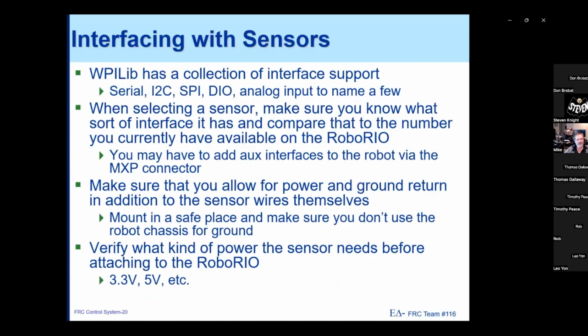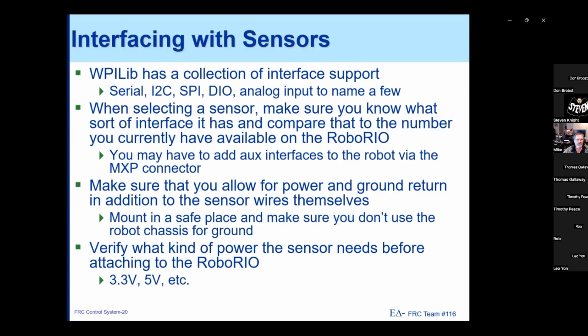So we've talked about a number of sensors up to this point. How do we interface these sensors into the RoboRio? The WPI lib has got a collection of interface support libraries, and we can talk to individual sensors via serial port, the inter-IC communications bus, that's called I2C, the serial peripheral interface bus, or digital IOs or analog inputs, just to name a few interfaces here. The advantages of the SPI interface is that it's faster than I2C, but I2C is very simple to wire. It only requires 2 wires, whereas SPI requires 4.